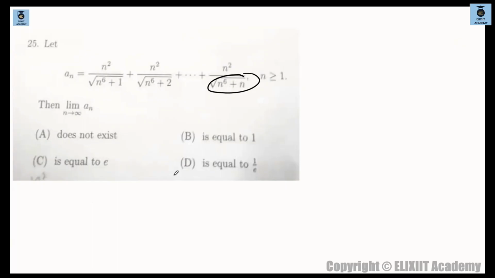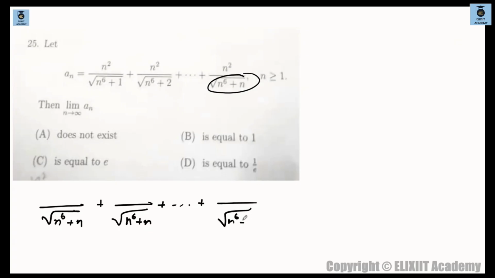Okay. The vice versa, basically. As denominator decreases, the fraction will increase. So what we can do, we can try to establish some inequality over here. So here, the lower bound will be what? With the greatest denominator. So n to the power of 6 plus n will give you the lower bound, right? So I'm giving n to the power of 6 to all of these terms.